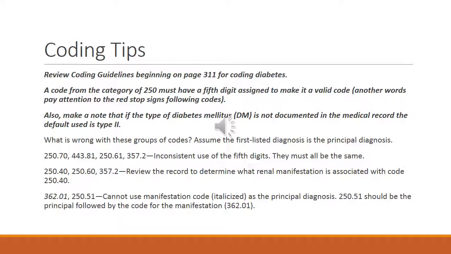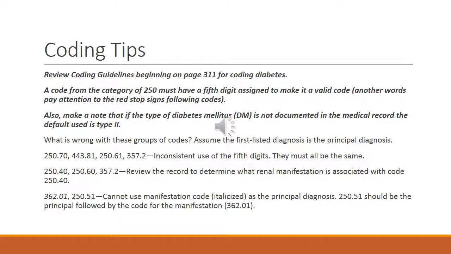The next group, what's wrong with this set of codes is that you need to review the record, determine what renal manifestation is associated with the code 250.40. It cannot be coded alone.